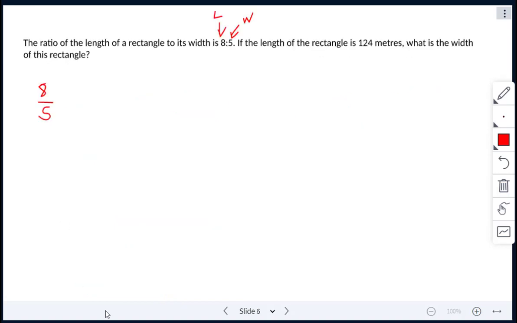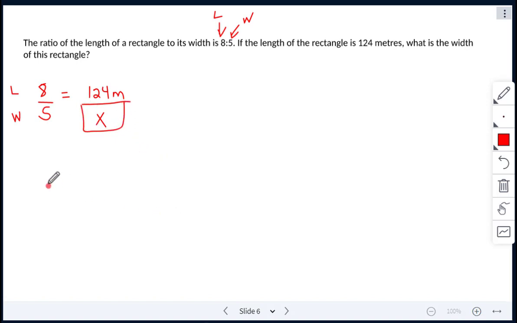So our next example is the ratio of the length of a rectangle to its width is 8 to 5. Okay, so just showing here the 8 represents length, the 5 represents width. Next, if the length of the rectangle is 124 meters, what is the width of this rectangle? All right, so 8 to 5 ratio can be represented as a fraction like that. All right, so again, L here for the length, and this is the W for the width. So we are given the length is 124 meters, and then we are solving for the width.